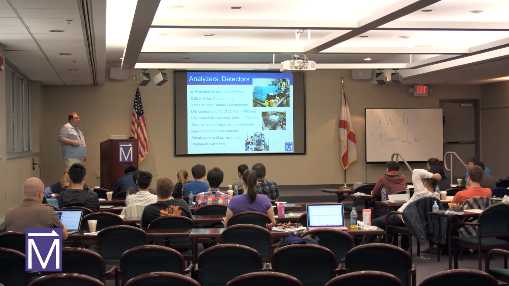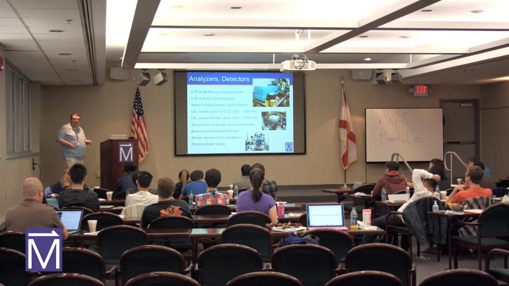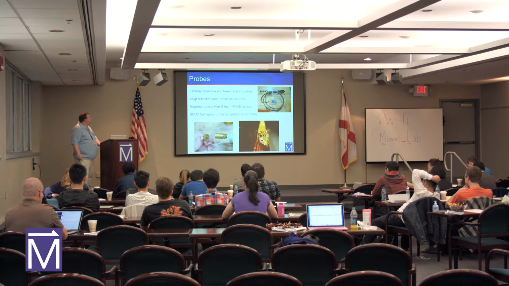I operate a streak camera. This is for measuring very short pulses of photoluminescence. And that has 2 picosecond resolution. And then a bunch of photomultiplier tubes for really low-level light detection. You can actually use these for single photon counting if you need to do that.